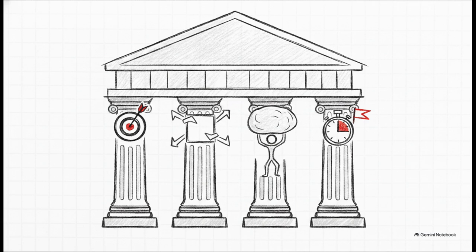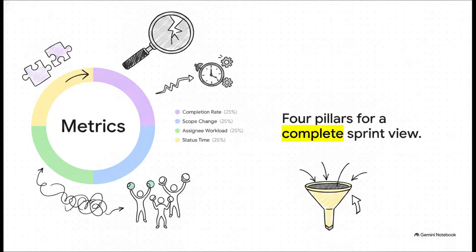Now, true individual velocity isn't a thing, but you absolutely have to know who started the sprint completely overloaded so you can balance capacity. And fourth, status time and flagged item context. Like how long did tickets just sit there doing absolutely nothing? These 4 pillars, they make up a complete, holistic view of your sprint. Think of it like a giant puzzle, and each slice holds the answer to why a sprint went off track.